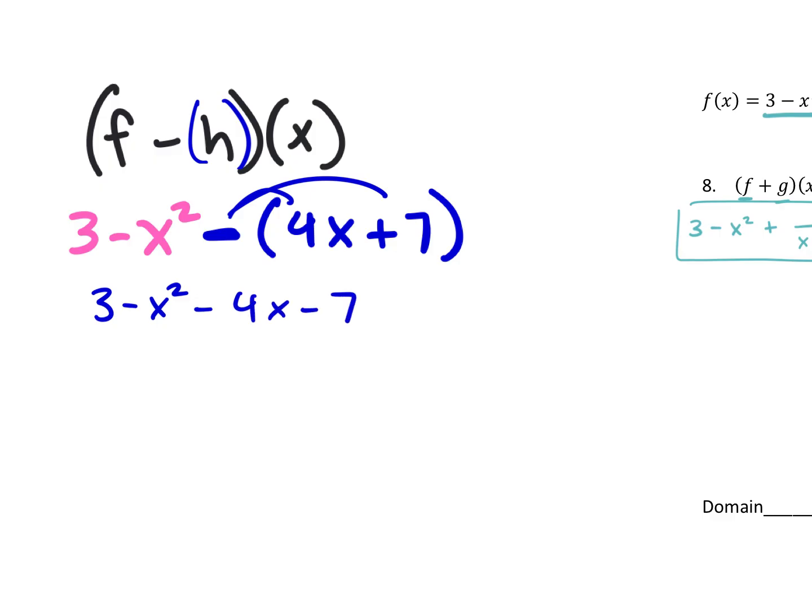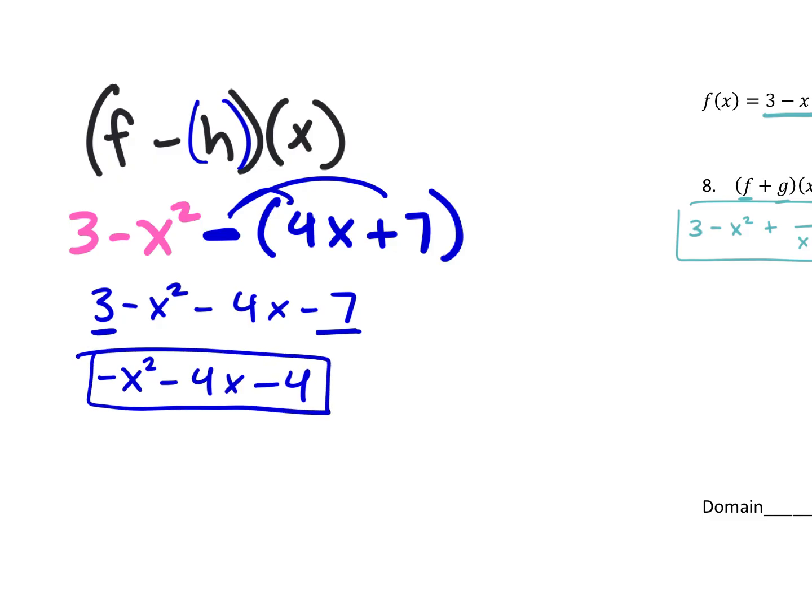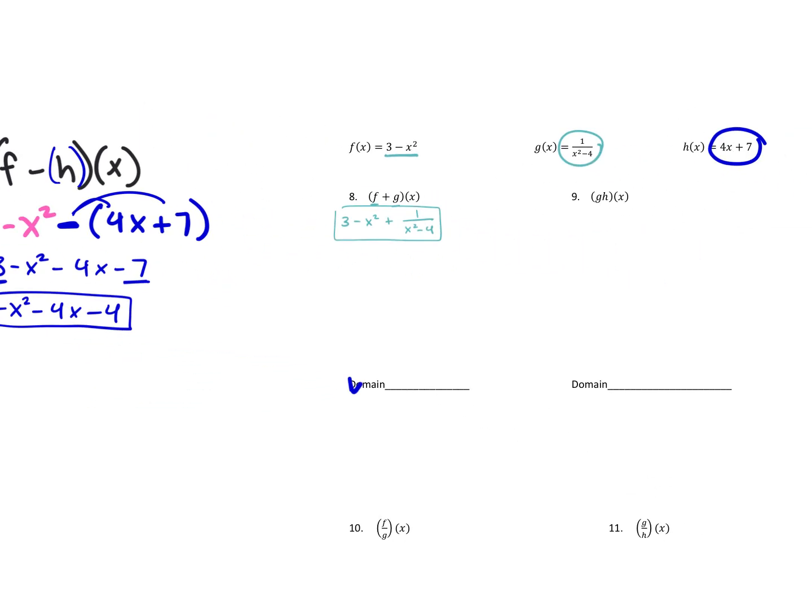Any like terms that we can combine? What's 3 minus 7? So negative x squared minus 4x minus 4. This would be our answer. There's no domain on the test, so don't worry about the domain.